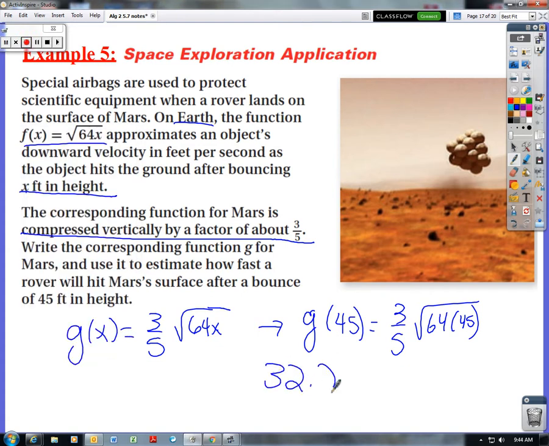32.2. We need units here. It is a velocity, right? How fast it's going, and it's measured in feet per second. So that's not too bad.